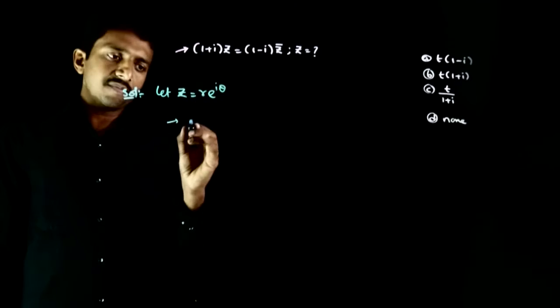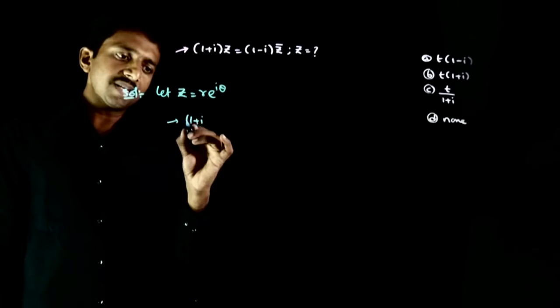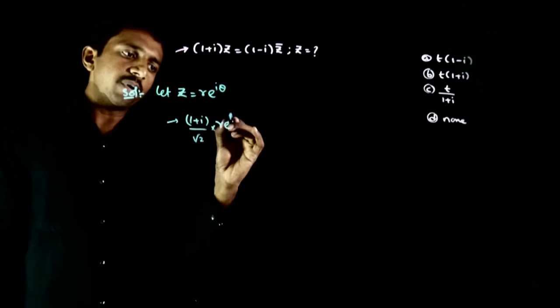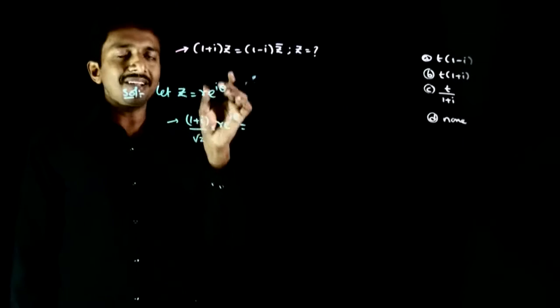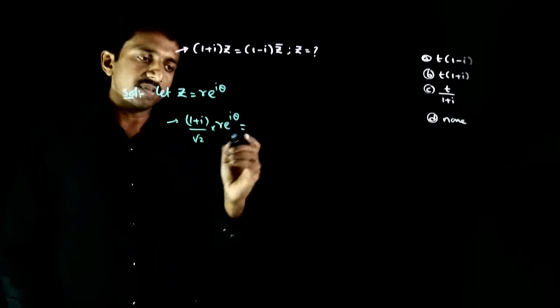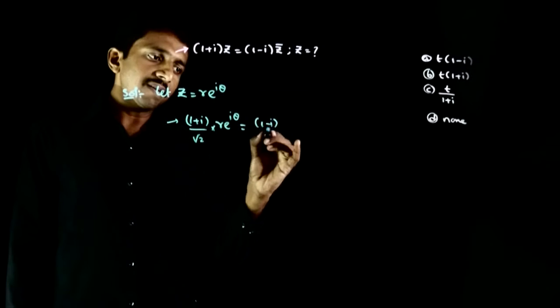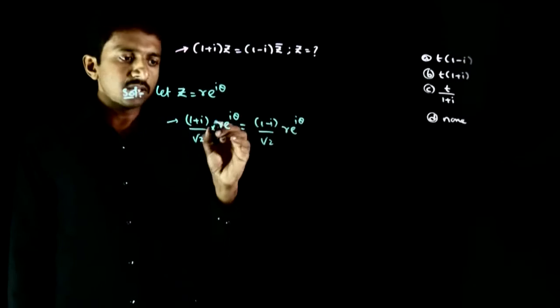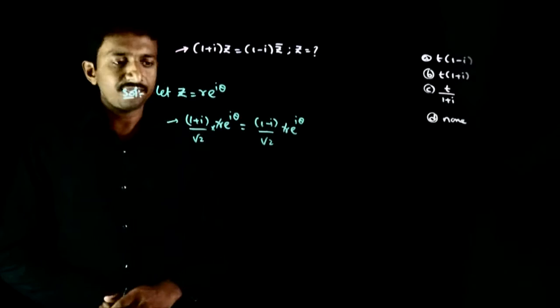So 1 plus i को मैं (1 plus i) by root 2 into r into e power i theta is equal to, I'll divide right side as well as left side with root 2. Let us see what happens. Is equal to (1 minus i) by root 2 into r into e power i theta. So r and r gets cancelled.